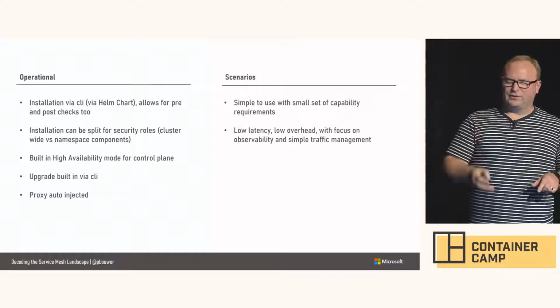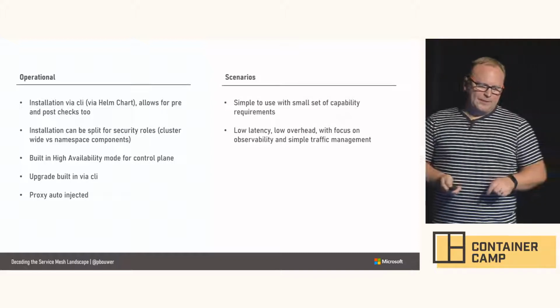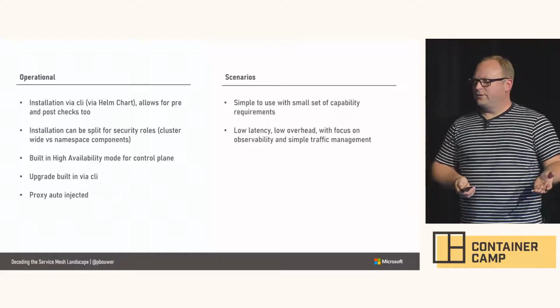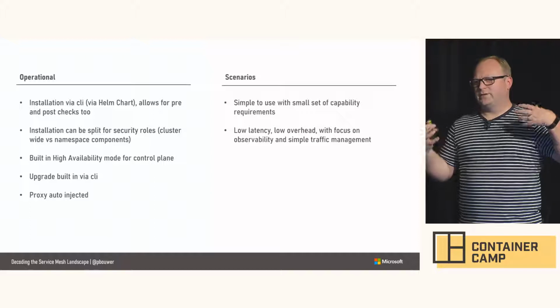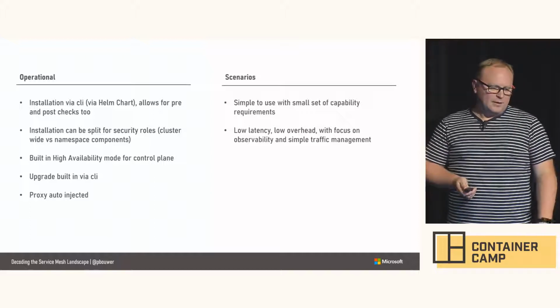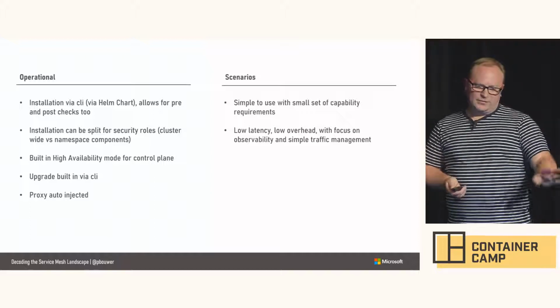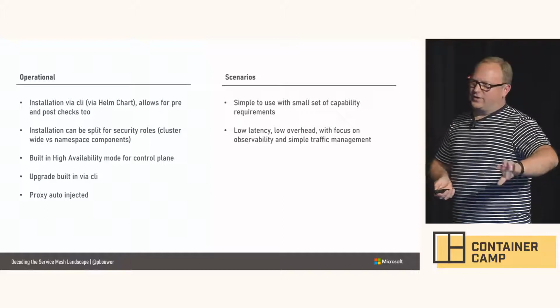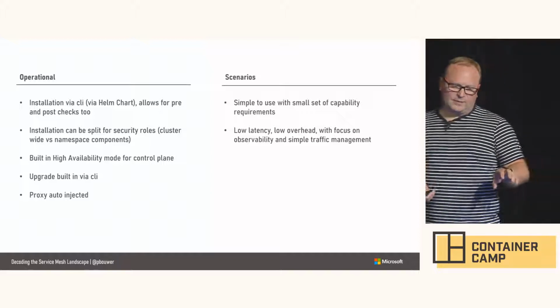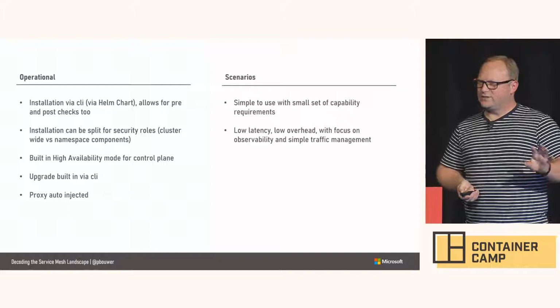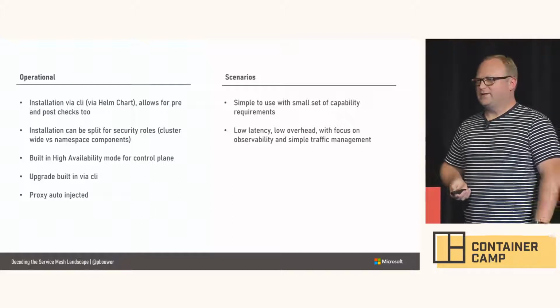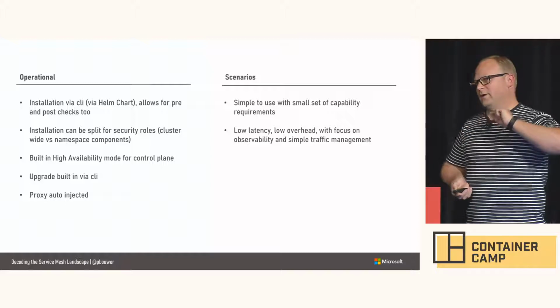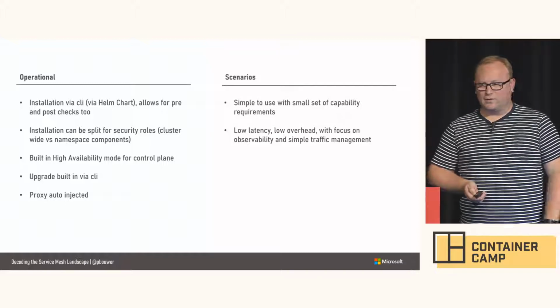Istio has also started to look at doing that. They've got built-in high availability mode. It's just another switch on the CLI and it will stand up high availability for the control plane. They've got built-in upgrade and they auto-inject. So the scenarios where this would suit the best, small set of capabilities. If you're after just what they've got, then works well. And if you're interested in low latency, they're really focusing on single-digit latency for their proxies.